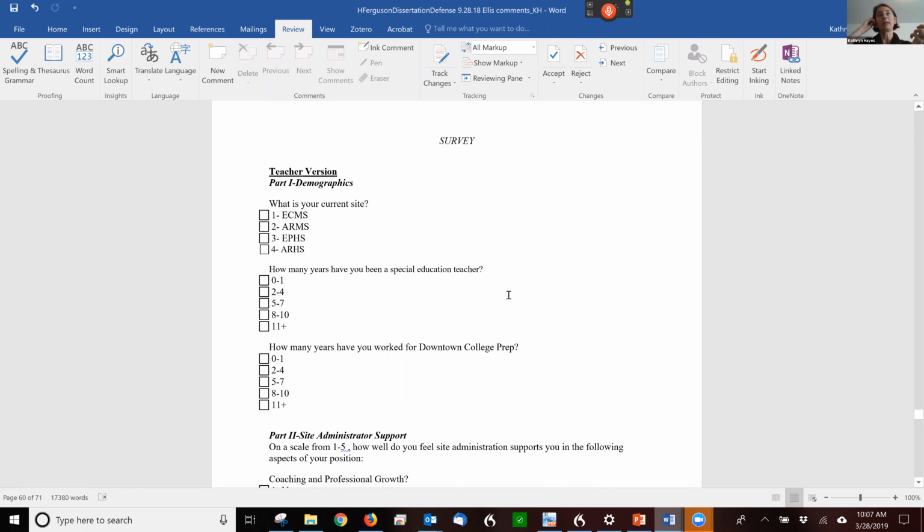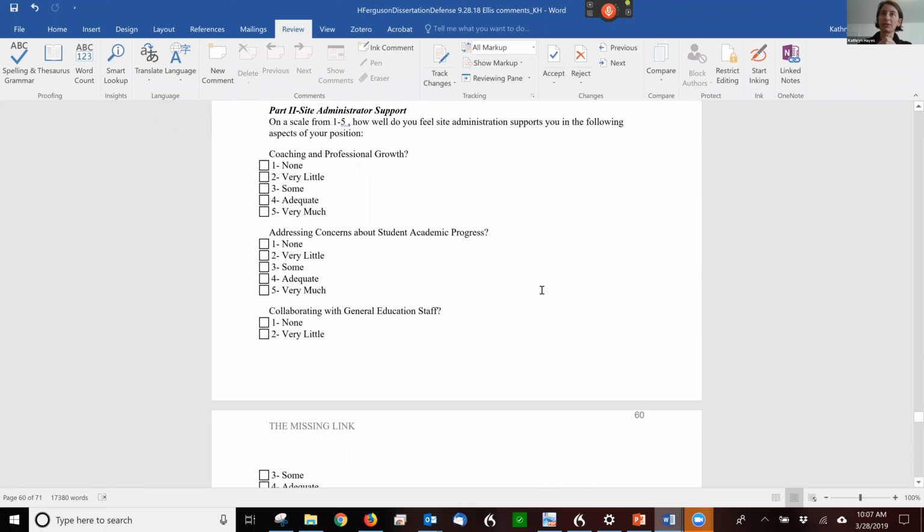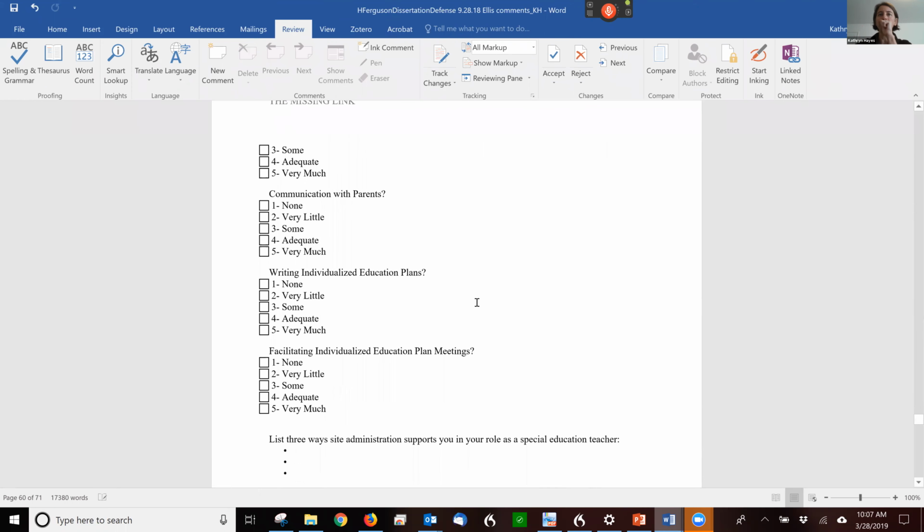So for example, what she ended up doing was dividing the data by site, because that was really important. The answers, for example, about administrator support, one of her constructs, differed greatly by site. One of the middle schools was fairly low, one was fairly high, all right? So then she has a construct called administrator support. And then she has some Likert questions. How well do you feel administration supports you in the following aspects? And then she's got 4 or 5 questions. Coaching and professional growth, addressing concerns about academic progress, collaborating with general education staff, etc.